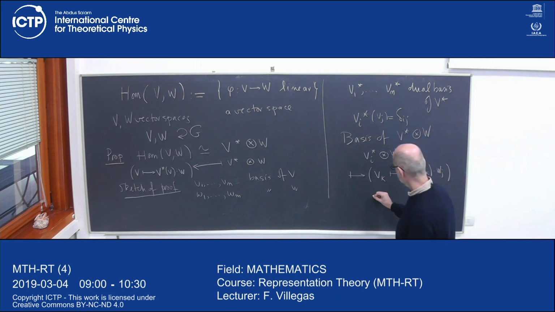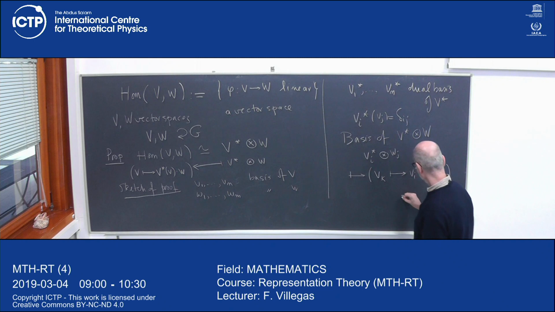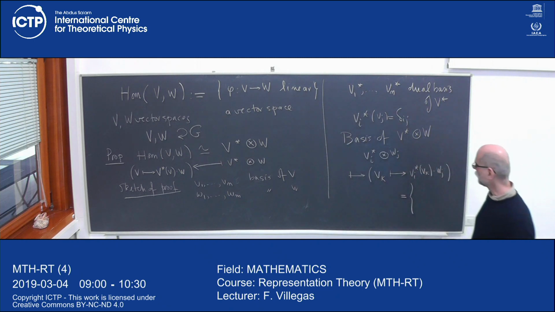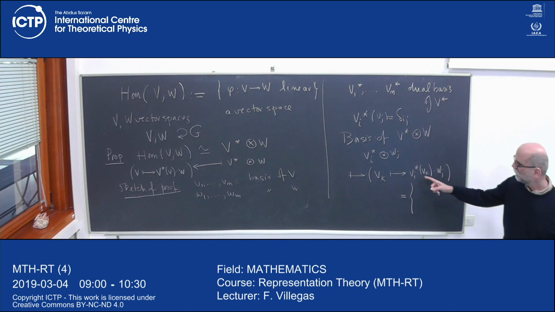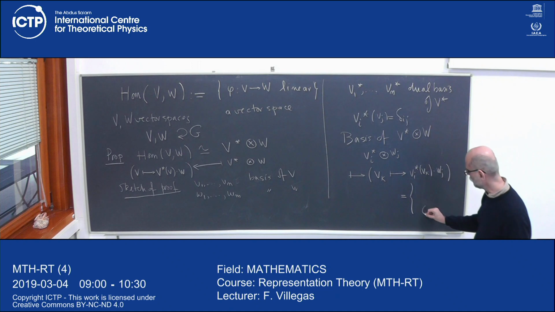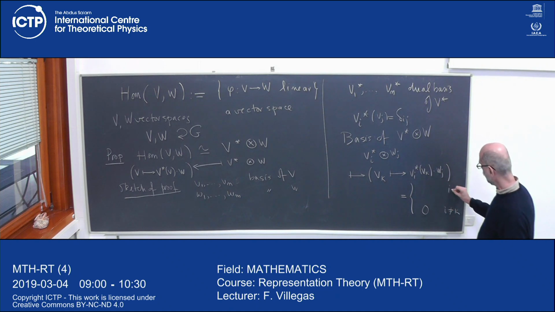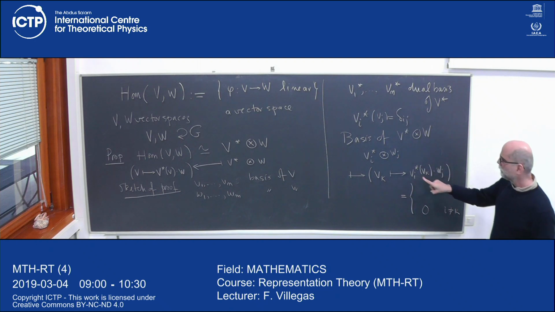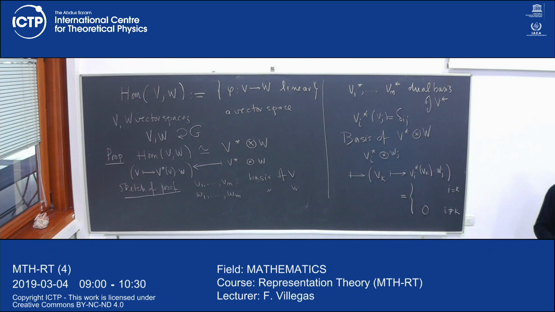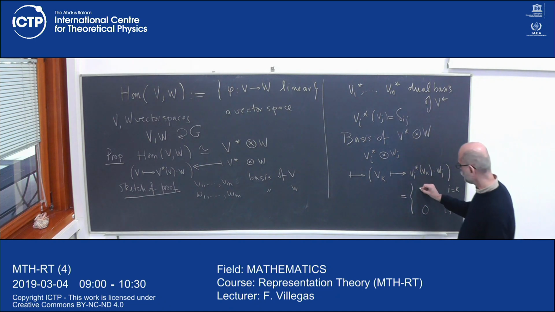But because of the choices we made of a dual basis, this will be 0 unless i is equal to k. So in general, we'll get 0. If i is equal to k, Vi dual of Vi is 1. So this is simply Wj.